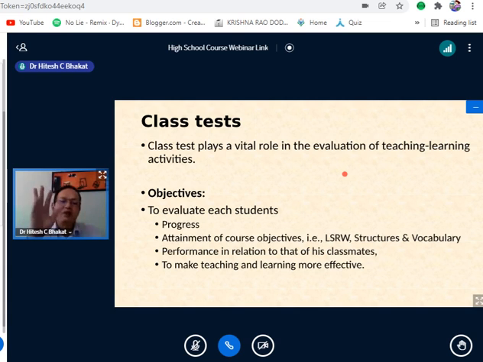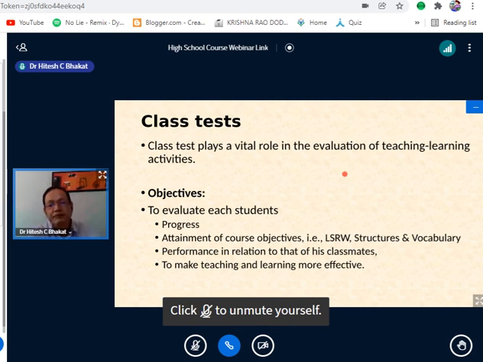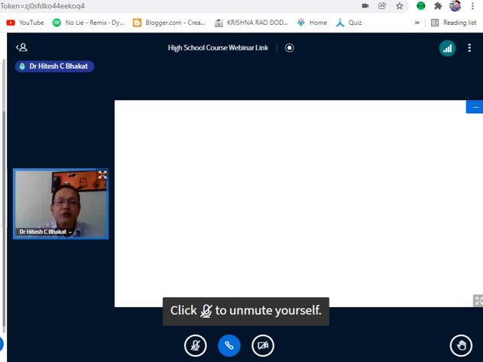We'll be talking about procedural knowledge. That is what is most important in developing conceptual knowledge. So the main objectives of a class test are to evaluate each student's progress, attainment of course objectives, as I said, mental skills, basic language skills, structure, vocabulary, and performance in relation to that of classmates, individual growth and overall growth, the individual growth of a particular student and the overall growth of all the students in the particular class, and to make teaching-learning more effective. This class test focuses on the process: how they learn, how much they learn. First we talk about how they learn.